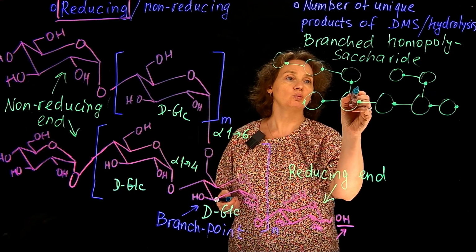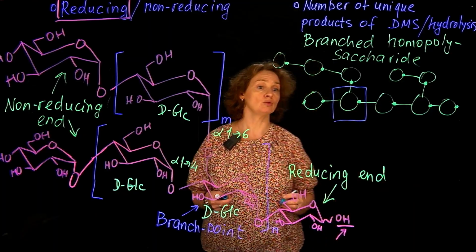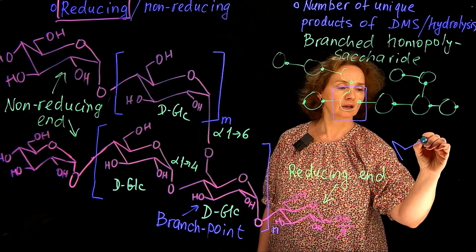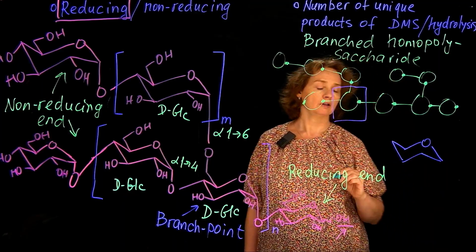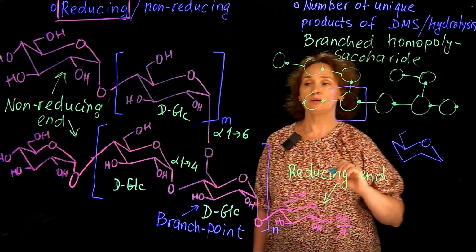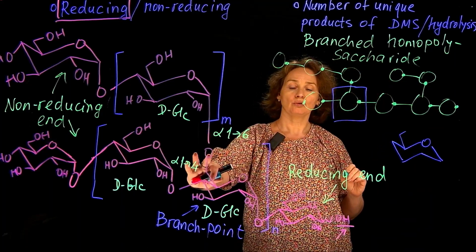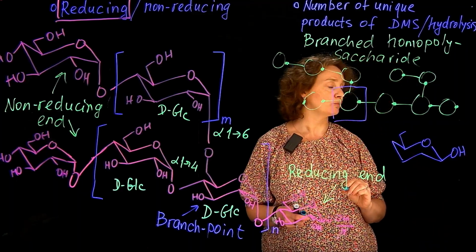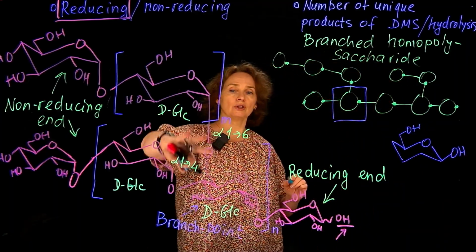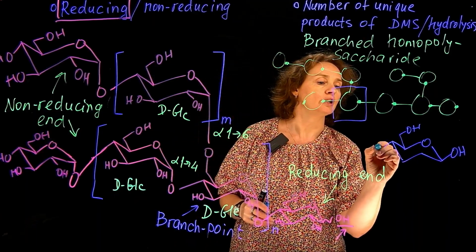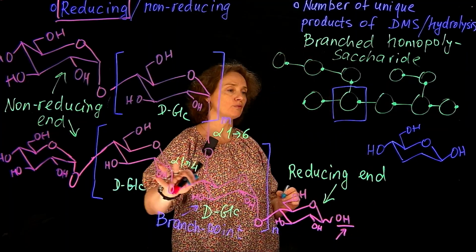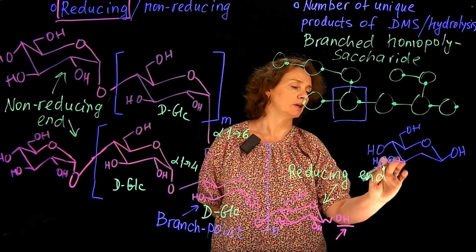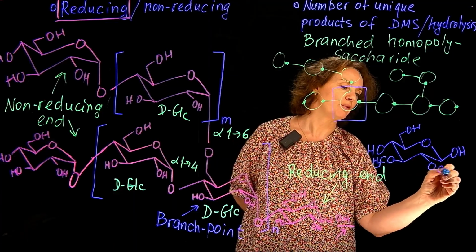And definitely the one at the branch point will give us a unique product because it will have three unmethylated OH groups due to three glycosidic bonds. So we have an OH group at the anomeric carbon, an OH group due to the alpha-1,6 glycosidic bond, and an OH group at carbon number 4 due to the alpha-1,4 glycosidic bond. But the OH groups at carbon number 3 and carbon number 2 will be methylated.